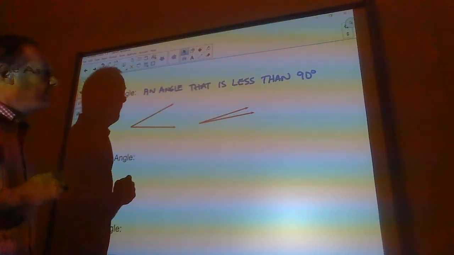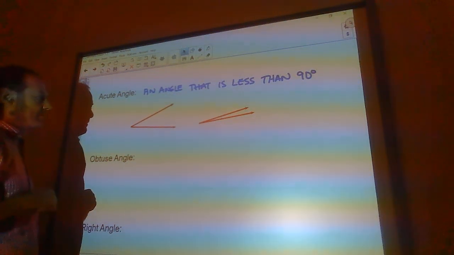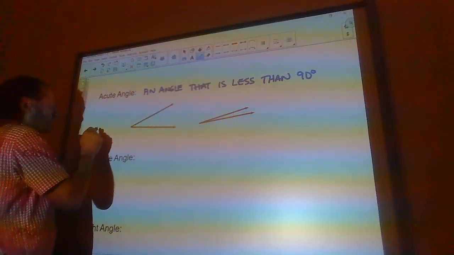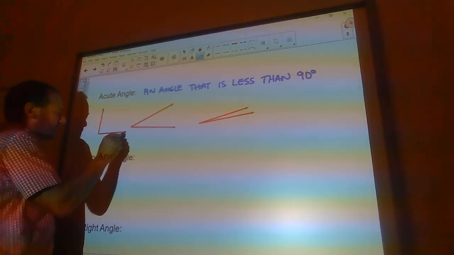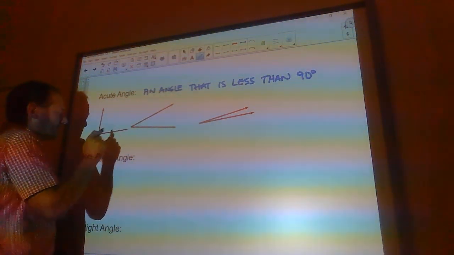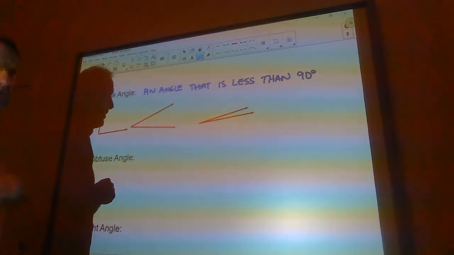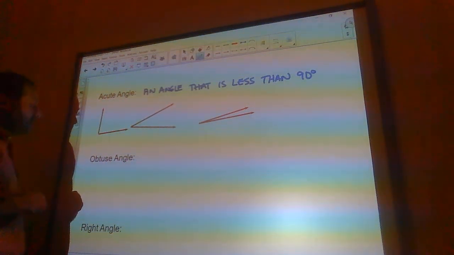So that's an acute angle, very sharp. Now, it could be as much as just like that. Maybe that's 89 degrees. Could be 89.999 degrees. That would still be an acute angle.